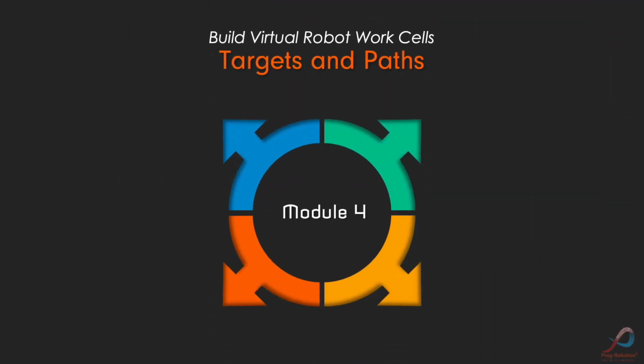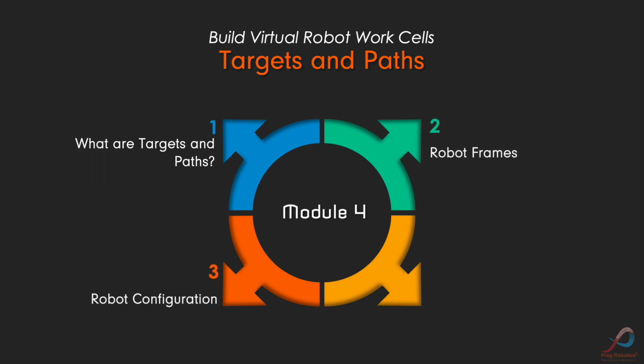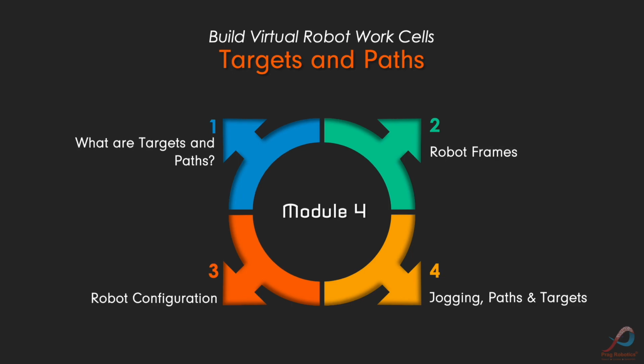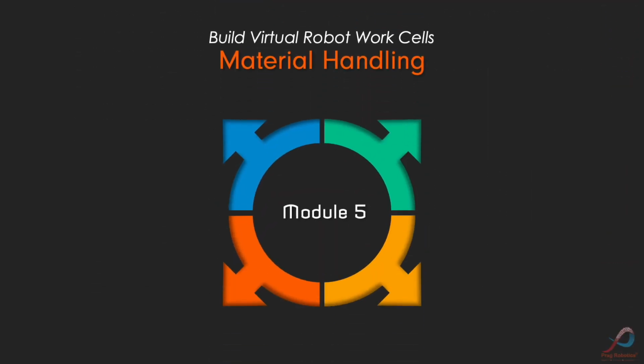In the fourth module, we will look into targets and paths. Targets and paths are important in robot motion planning. We will work on some fundamental physics that govern the motion of the robot. We will look into robot frames and robot configurations. Then at the end of the module, we will work on jogging the robot, teaching targets, creating paths and auto paths.